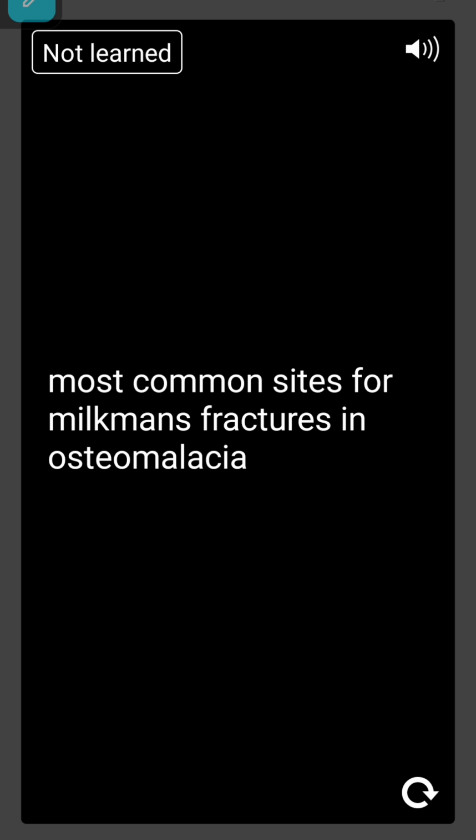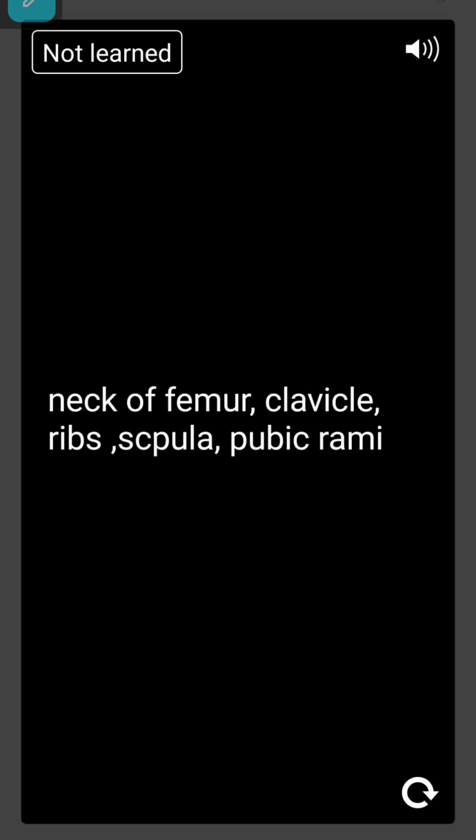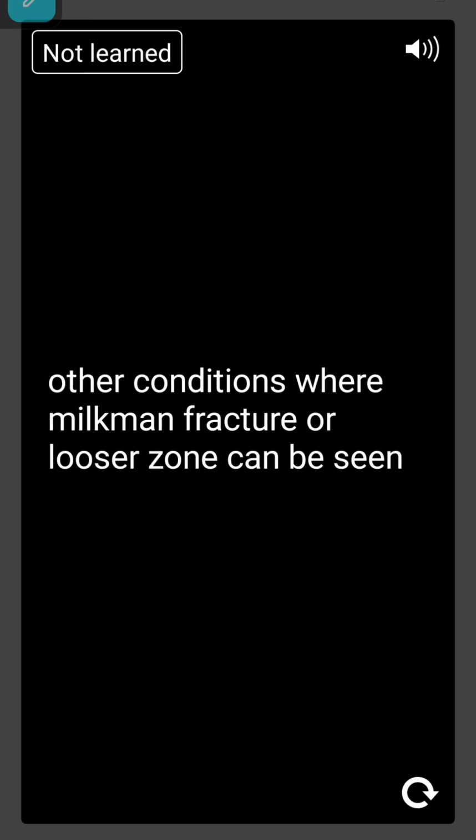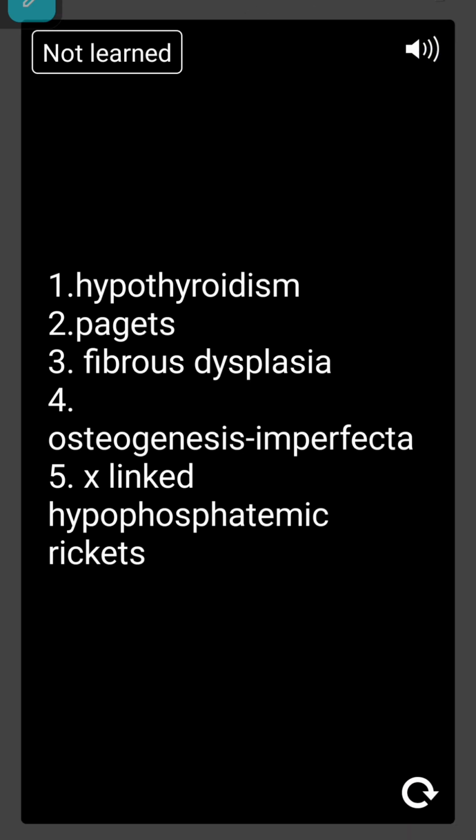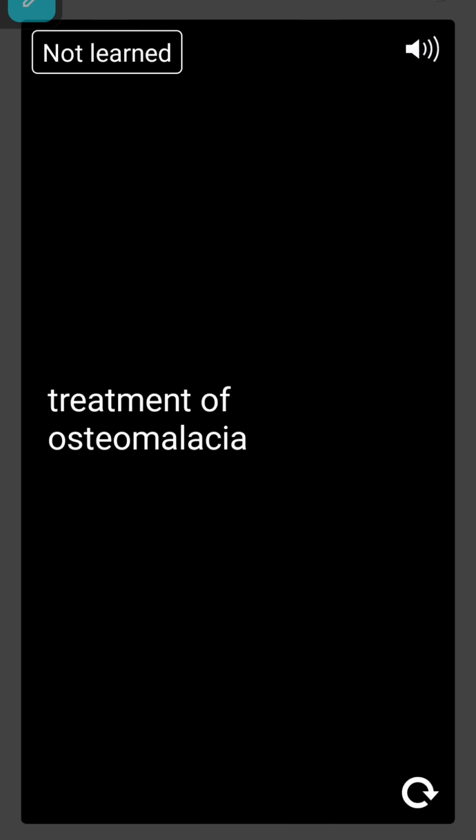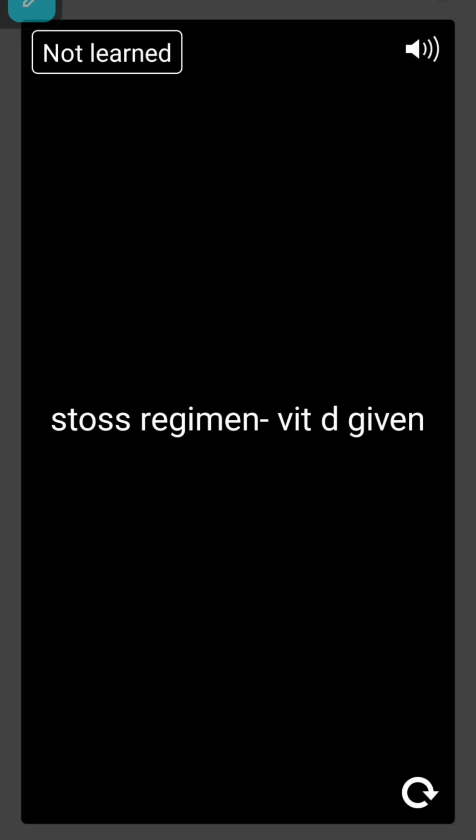Most common sites for Milkman's fractures in osteomalacia: neck of femur, clavicle, ribs, scapula, pubic rami. Other conditions where Milkman fracture or Looser zone can be seen: 1. Hypothyroidism. 2. Paget's. 3. Fibrous dysplasia. 4. Osteogenesis imperfecta. 5. X-linked hypophosphatemic rickets.